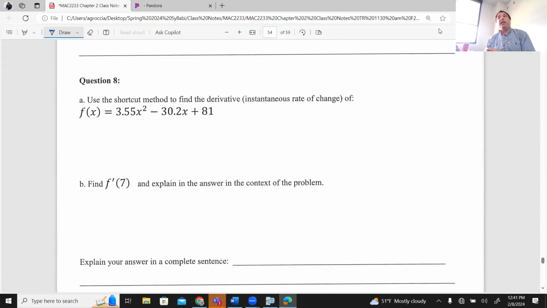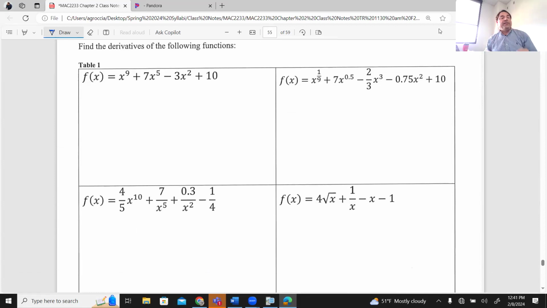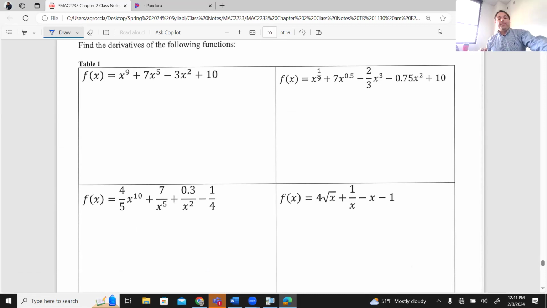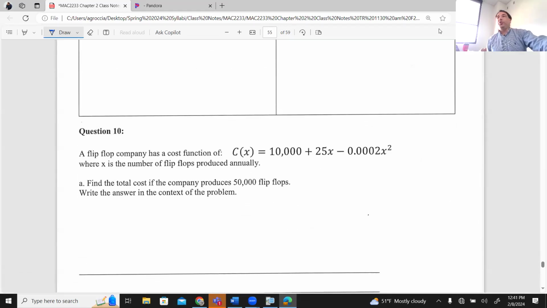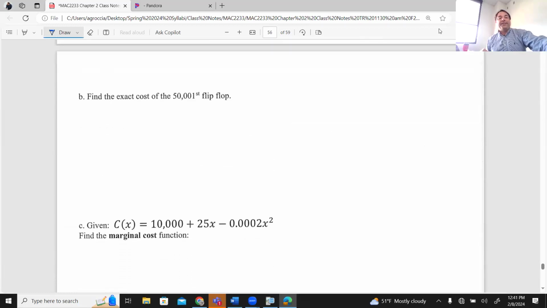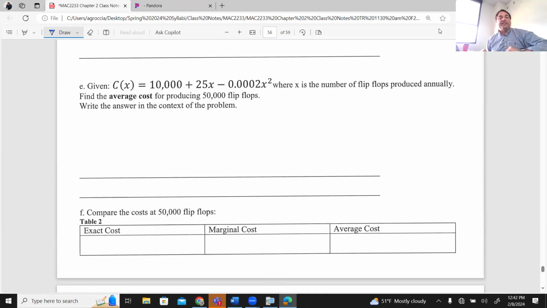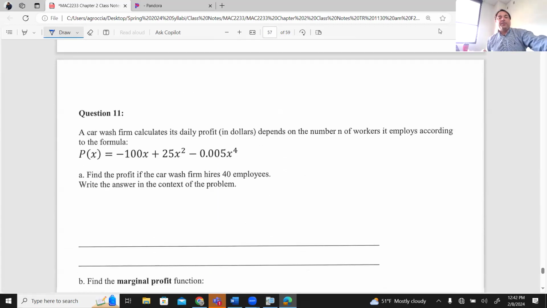Then we learned the shortcut method. And now we're going to talk about what the shortcut method means, or what the derivative means. But we're going to practice taking derivatives. Could be a simpler one, could have a fraction, could have a negative, could have a square root. Be comfortable with everything. Then we did derivative word problems, plugging into the original and plugging into the derivative. Exact cost, marginal cost, what it means in a sentence, average cost. We just did that today. And then you can compare the numbers.